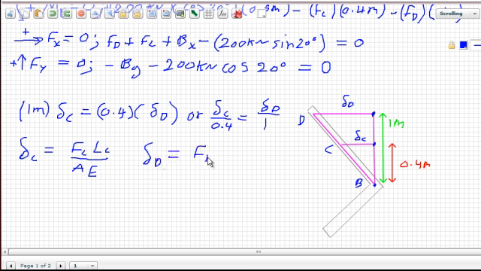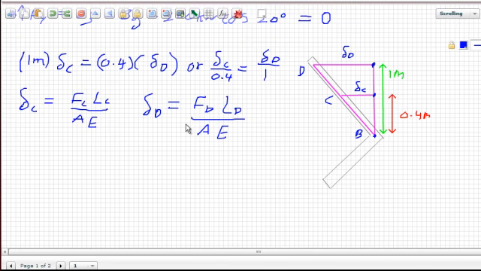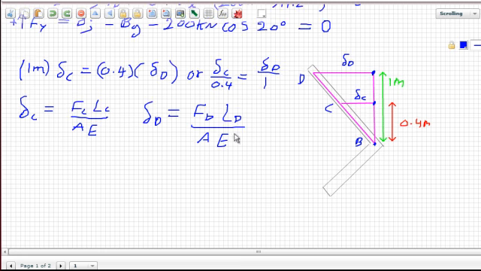So we're going to take the force in the cable multiplied by the length of it divided by the cross-sectional area and the elastic modulus. Now we don't really have to worry about the cross-sectional area and the elastic modulus, although they have given them to us in the question. It's not necessary because you're gonna see that they're actually gonna cancel out later on. So all we're gonna do over here now is take this equation, which I'm gonna put a star beside, and plug in delta C into here and delta D into here.